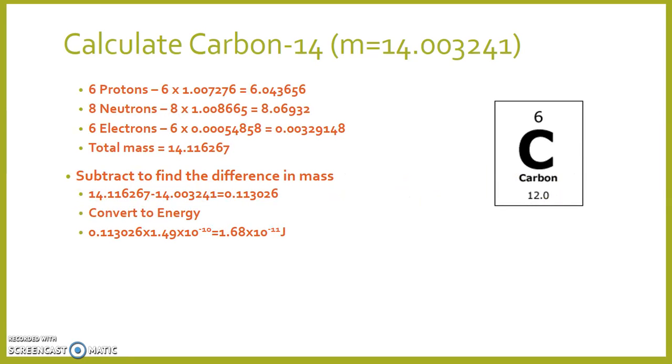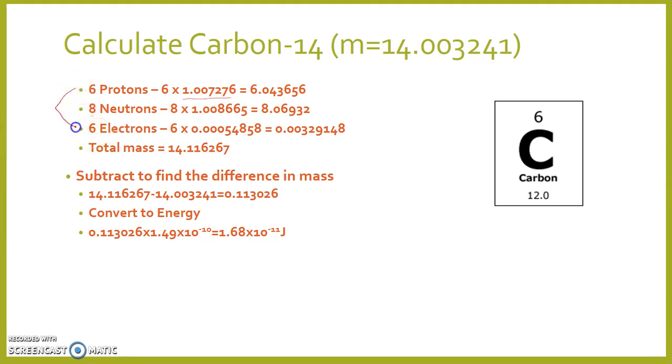The first practice problem says calculate carbon-14. The mass for carbon is 14.003241. We know by looking in the periodic table that there are 6 protons, so we take 6 times the mass of a proton, and we should get 6.043656. We know that it has 8 neutrons because we can subtract 6 from 14, so we get 8. 8 times the mass of the neutrons, and we get 8.06932. And then we need to find the electron mass.